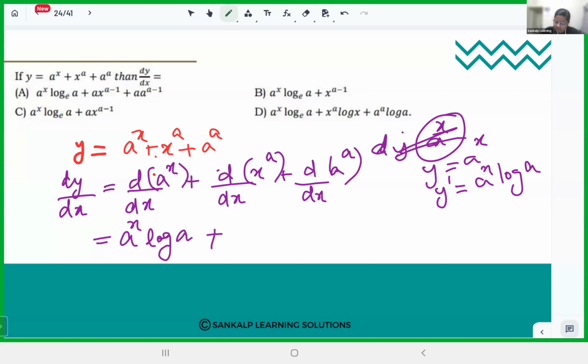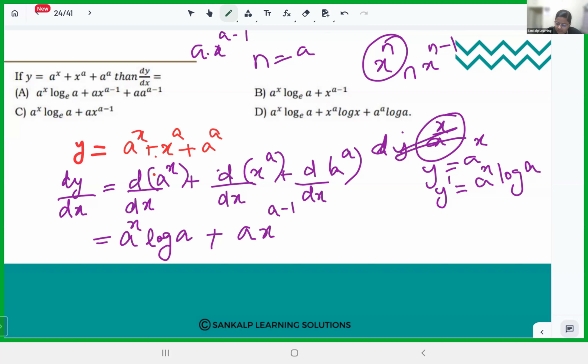plus, what is the second function? This x raised a. If a function is of the form x power n, we know the derivative is nx raised n minus 1, right? So here in the place of n, it is equal to a. So what will be the derivative? A into x raised to a minus 1. So the second derivative is a x raised to a minus 1 plus d by dx of a raised to a.